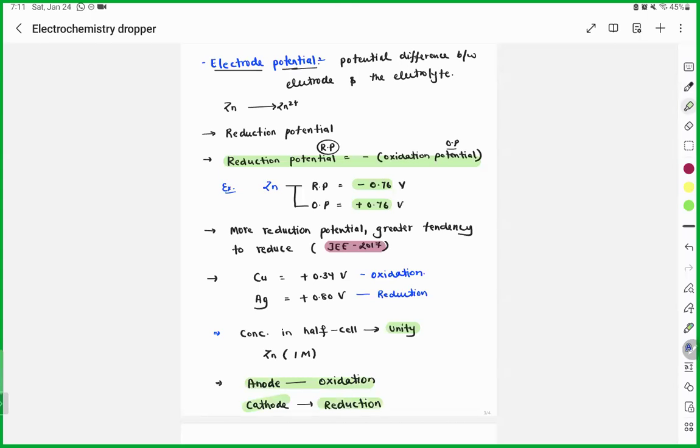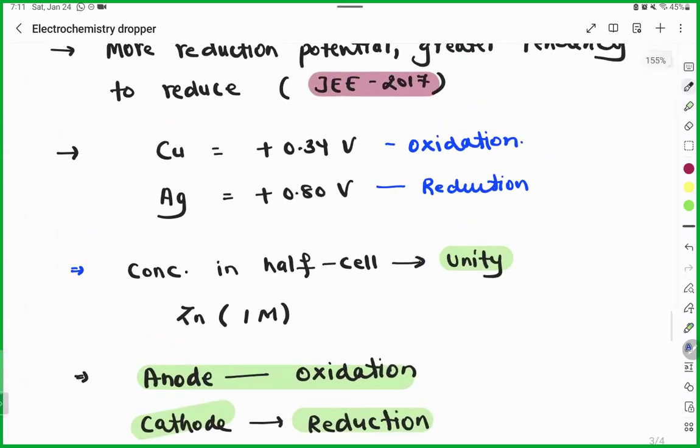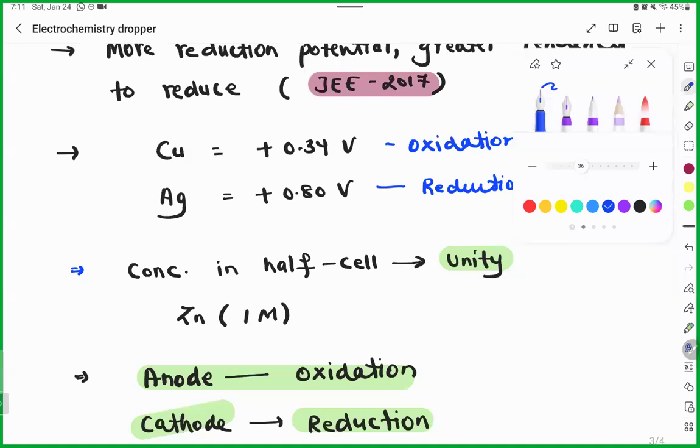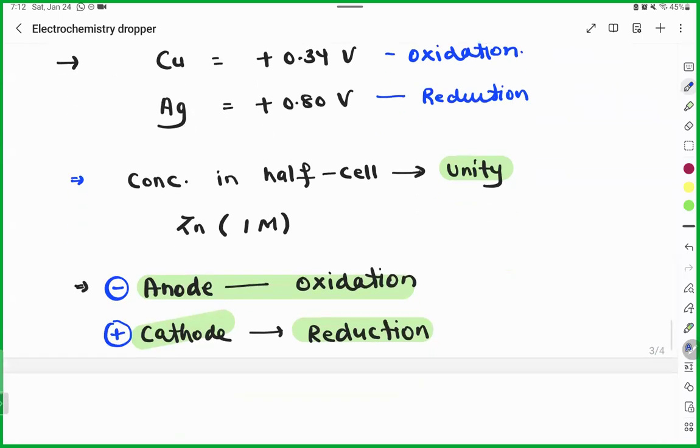What will be the charge on the anode in the case of an electrochemical cell? Anode is negative, cathode is positive. So when the anode is negative, it undergoes oxidation. For example, zinc converts into zinc 2 positive. Even in the case of an electrolytic cell, it will be the same.